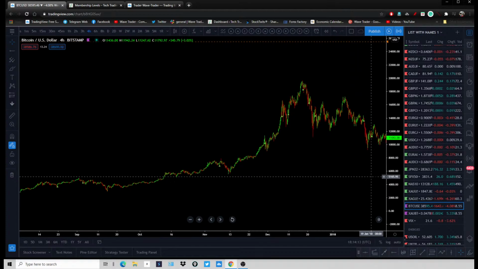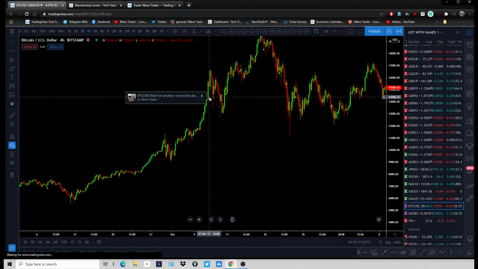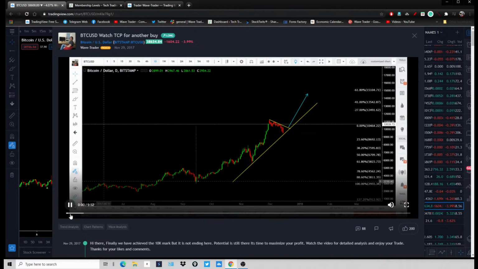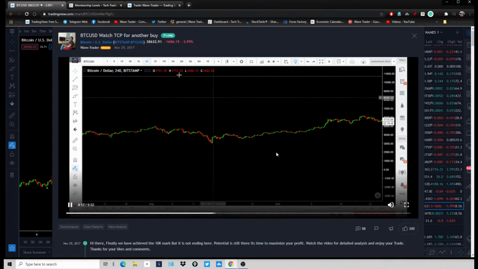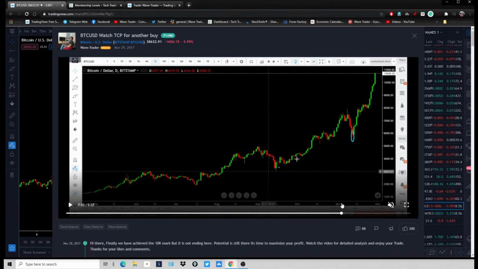Okay, so just look at these charts. At that time I was also showing buy. Let's go to the previous buy first, when it was around 10,000. It was showing correction, and it was showing buy within these areas.